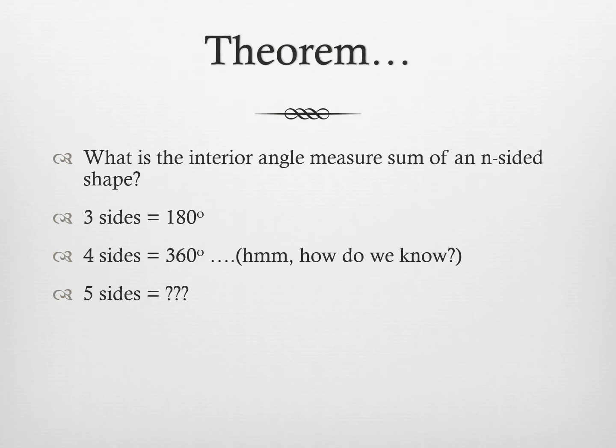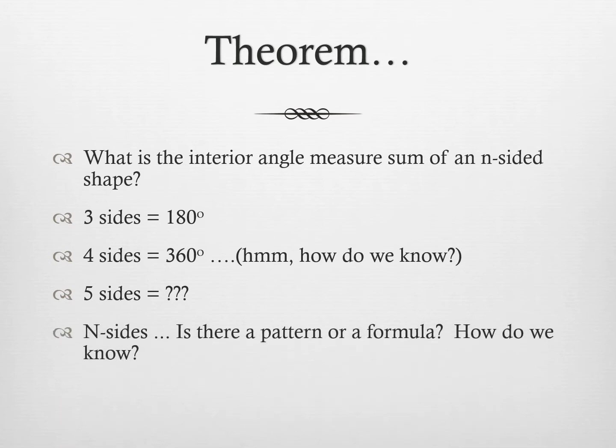How about five sides? Anybody know what five sides interior angle sum is? We haven't dealt with pentagons at all, so I wouldn't expect anybody to. And so, of course, the question becomes, for n sides, is there a pattern or a formula? And how do we know if that holds true for very large numbers?